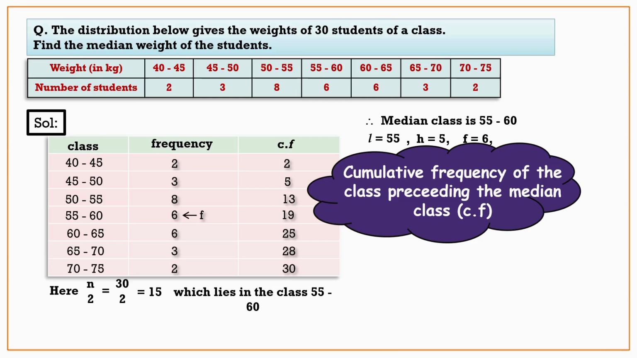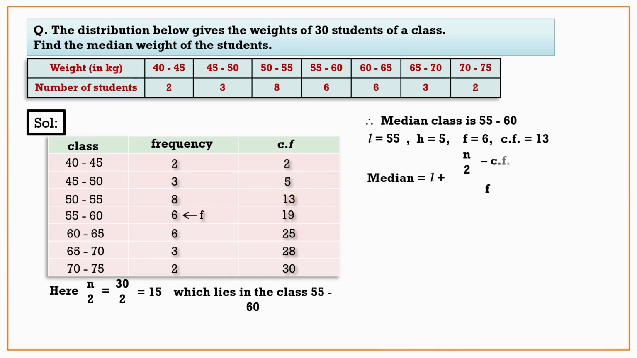Now the cumulative frequency of the class preceding the median class. So what will be the CF value? CF will be, for whichever median class we have chosen, the previous cumulative frequency. So in this case, it will be 13, right? Now the formula is median equal to L plus n by 2 minus CF by f. Here also the division symbol is missing, into h. So that is equal to 55 plus 15 minus 13 by 6 into 5.